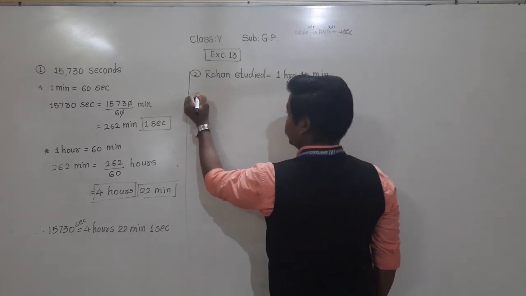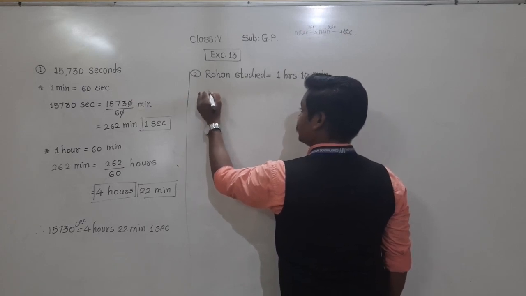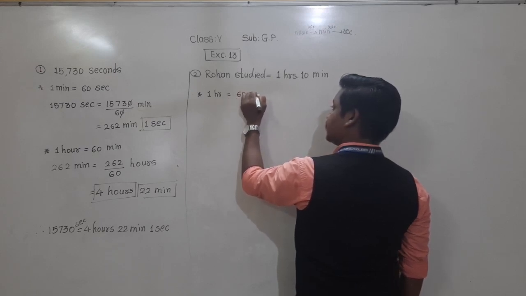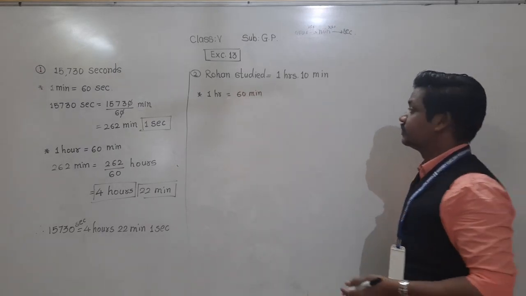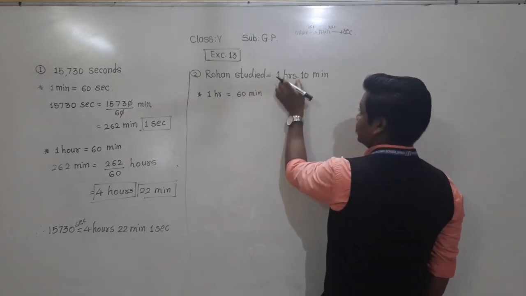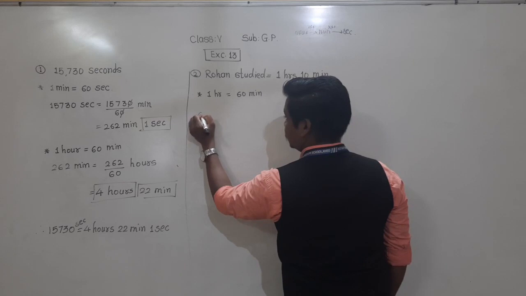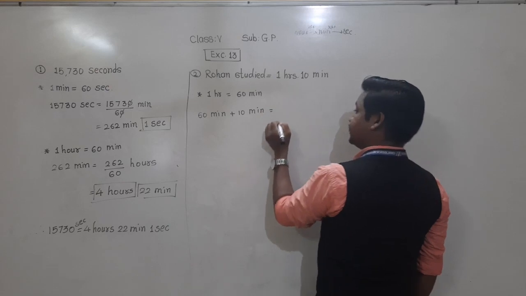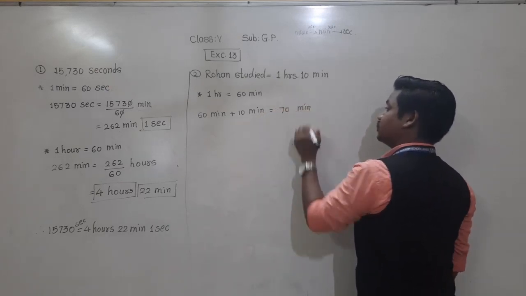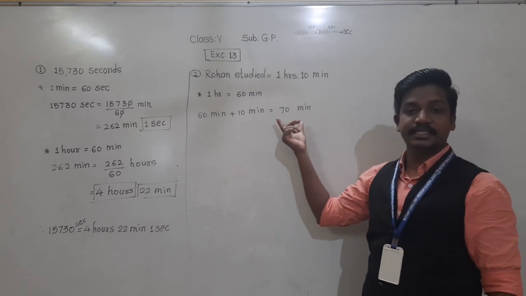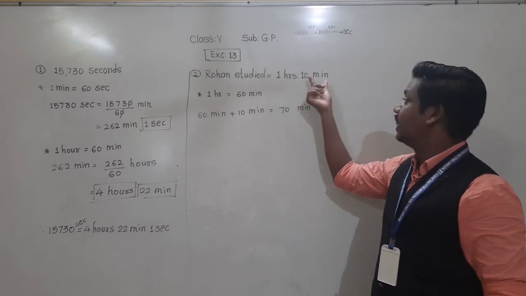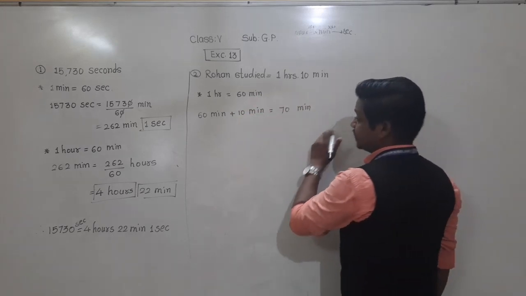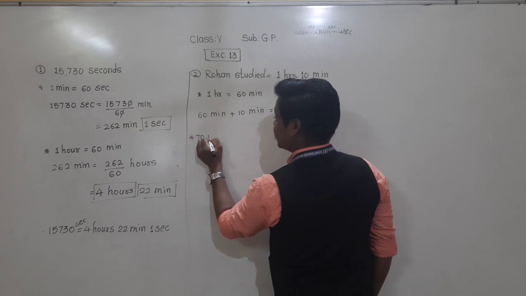Now see. First we will convert 1 hour into minutes. So you know 1 hour means how many minutes? 60 minutes, right? It is given only. 1 hour is equal to 60 minutes. So this 1 hour means 60 minutes and this 10 minutes. So total 60 minutes plus 10 minutes. Total how many minutes? 70 minutes we have. So this 1 hour 10 minutes means total 70 minutes, because 1 hour means 60 minutes and 10 minutes. Now this 70 minutes, let us convert into seconds.